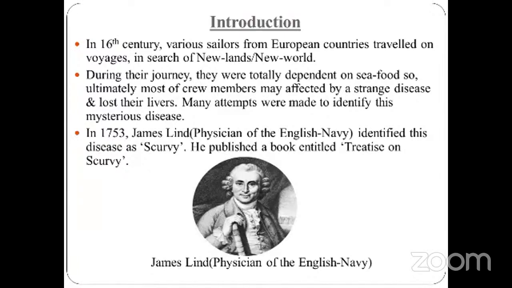Now, as we know, vitamins are classified broadly into two groups: fat-soluble vitamins and water-soluble vitamins. Overall, there are 13 vitamins. The fat-soluble vitamins are vitamin A, vitamin D, vitamin E, and vitamin K. Whereas water-soluble vitamins, there are a total of 9. The first one is today's ascorbic acid, that is vitamin C, and 8 vitamins are from the B complex family or B complex group.